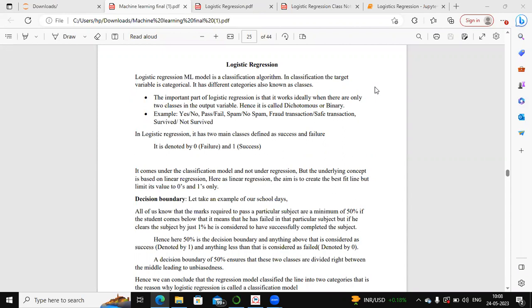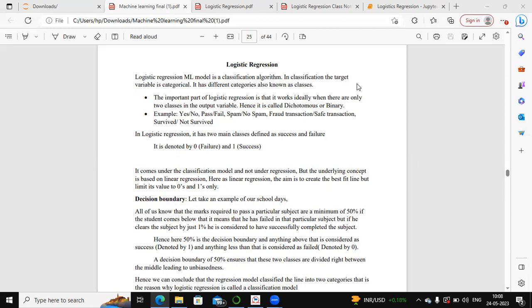In this session, I'm going to teach you the concept called logistic regression. It's one of the machine learning models that we use for classification. In classification, the target variable is categorical. It has different categories, also known as classes. The important part of logistic regression is that it works ideally where there are only two classes in the output variable. Hence, it is also called dichotomous or binary.